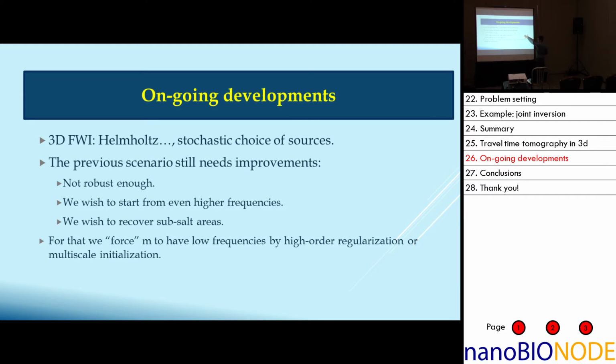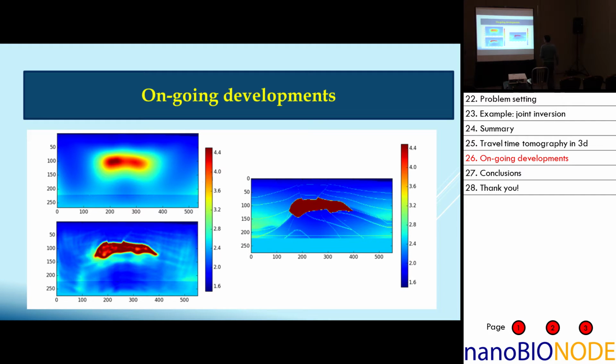So in order to address those, this is quite experimental still. For that, we force M to have only low frequencies. And we do that by either high order regularization or some kind of a multi-scale initialization. So consider multigrid. On the coarsest level, you don't have high frequencies. So we say, I don't care about the data, I'm not letting high frequencies in the door, and let's see what we come up with. So this is with high order regularizations. We basically say we're not accepting high frequencies.